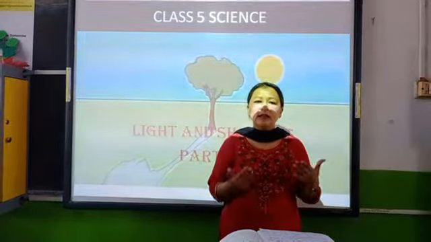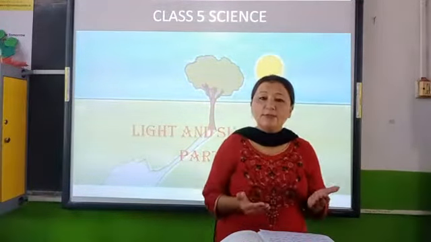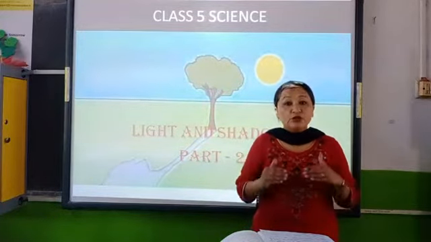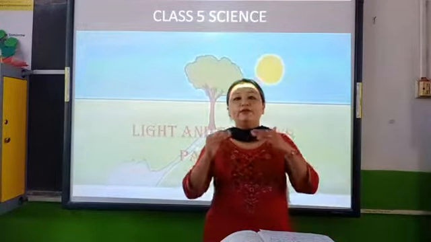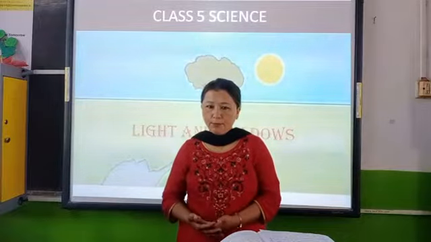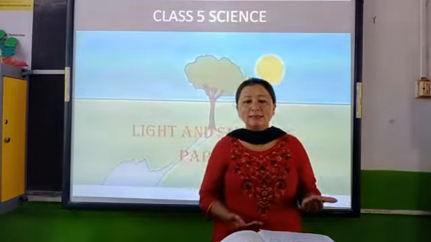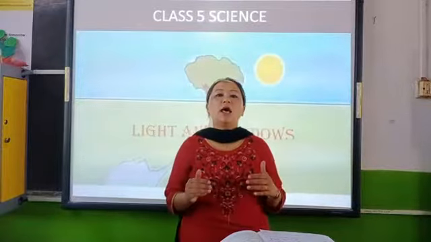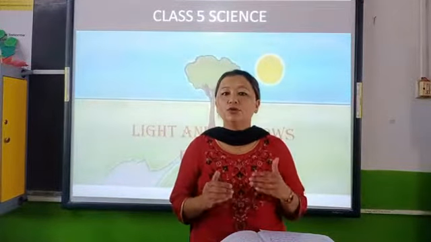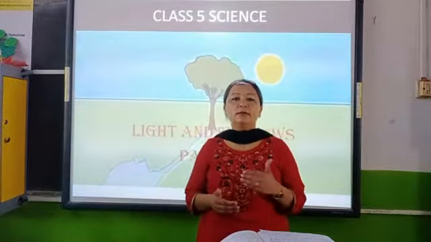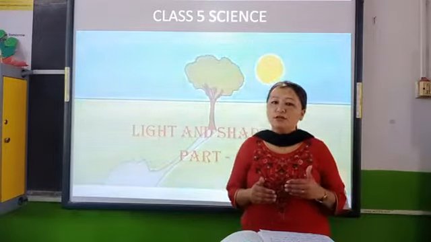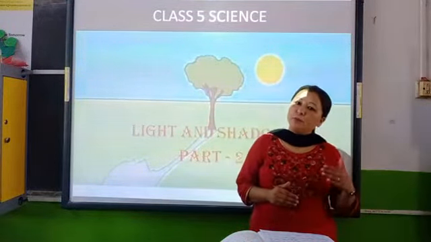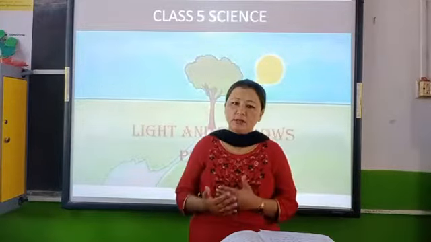In our previous class, we studied transparent objects, which allow light to pass through them. Second, opaque objects, which do not allow light to pass through them. And third, translucent objects, which allow light to pass through them partially.